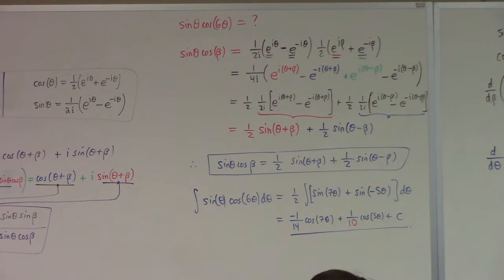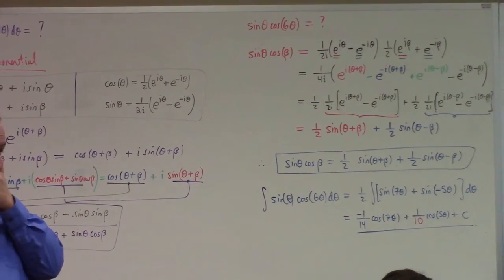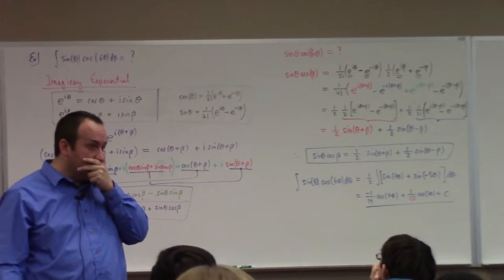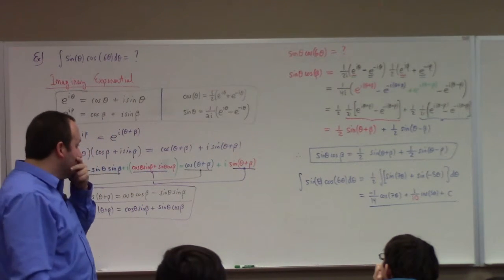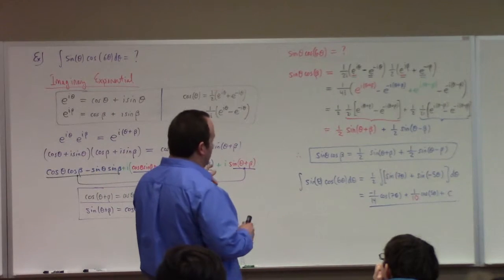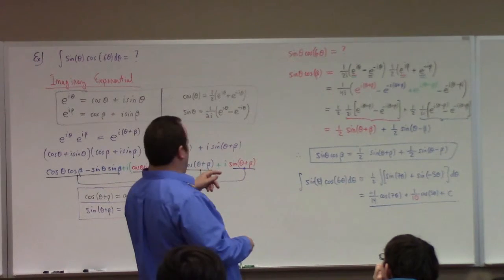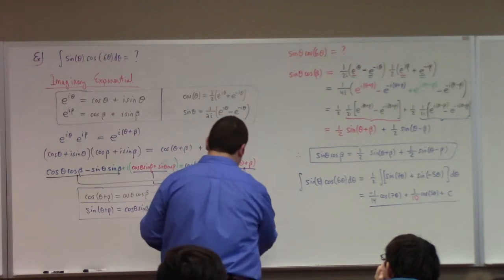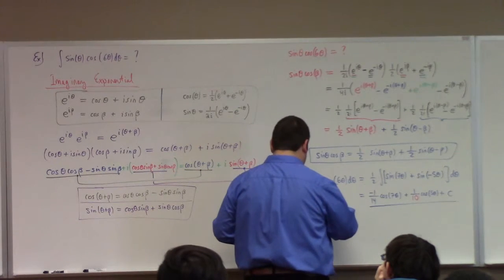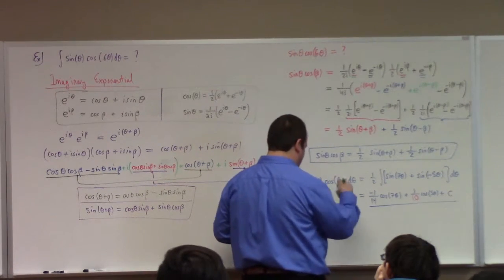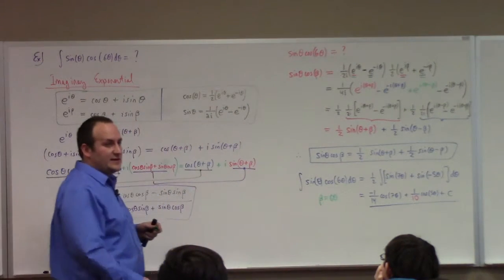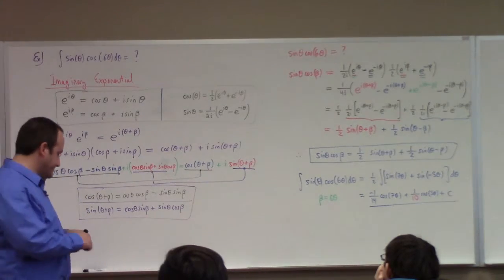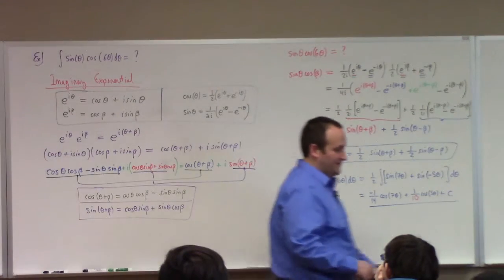So when we think of sine theta times cosine 6 theta, we think about that in terms of sine theta and cosine theta. I'm thinking that theta's theta and that beta is 6 theta. So I'm just making a substitution into the identity we just derived.